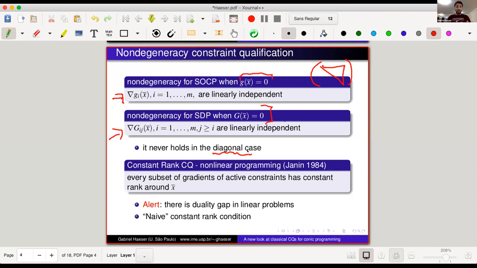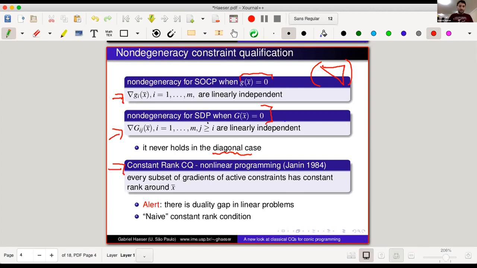But what we want to do in this paper is to develop new constraint qualifications. For nonlinear programming, we know the constant rank constraint qualification from Janin, 84. Instead of asking full rank of this set of gradients, it asks for constant rank. That is, the rank may not be full, but it must be the same in a whole neighborhood of the given point.